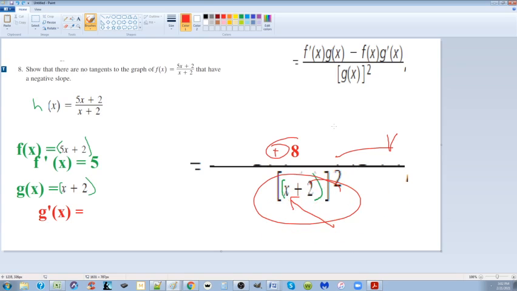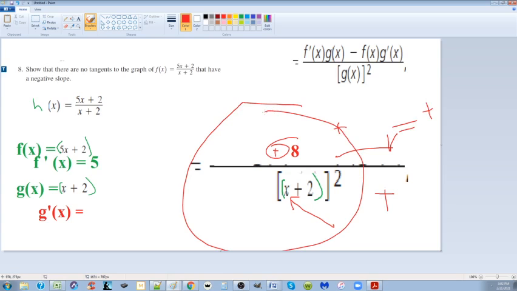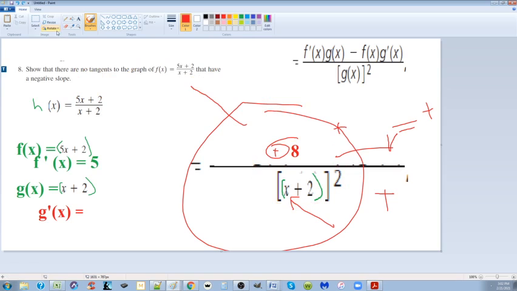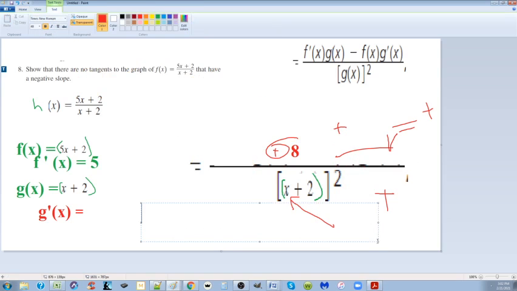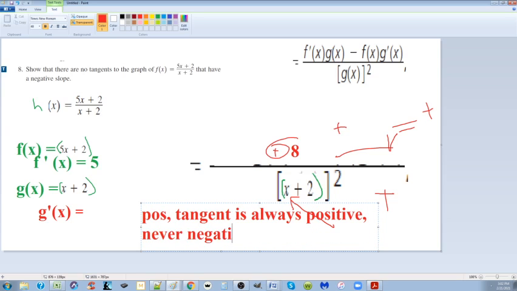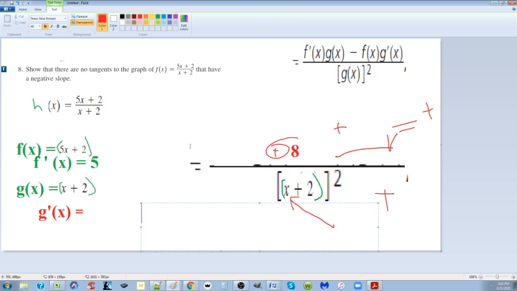Which means if the numerator is positive, divided by a denominator that's positive, the result is always going to be positive. And since this is an equation for the slope of the tangent to that, and since this slope is always positive, we've just shown that there's no tangents that could possibly be negative. So once you reach here, you can just conclude and say, since numerator and denominator are always positive, tangent is always positive. Never negative. You can say never negative too as well. Same thing. Always positive, never negative is the same phrase.